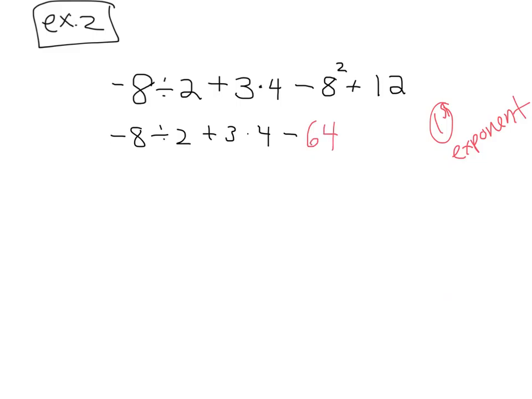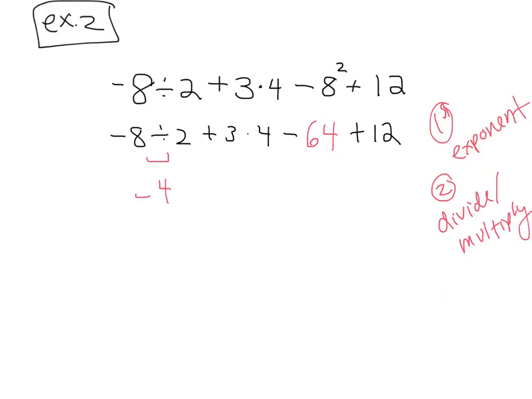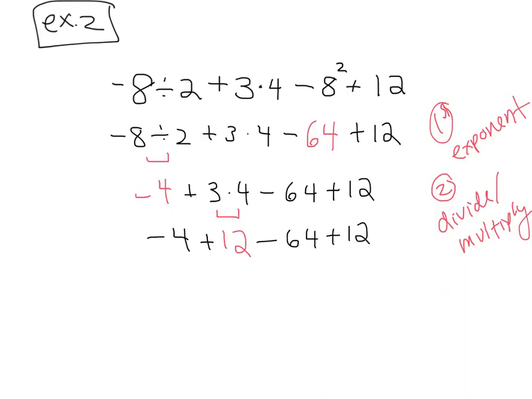And then again, I am rewriting each step. Okay, now we're left with division and multiplication. Again, when you're only left with division and multiplication, like we have, right? -8 divided by 2 and 3 times 4, you must go left to right. So we have -8 divided by 2 is -4. And I'm not going to take a shortcut, and I'm going to rewrite each step. Then I'm going to do 3 times 4 is 12, rewriting everything. This way I don't make a mistake with my signs or the steps.